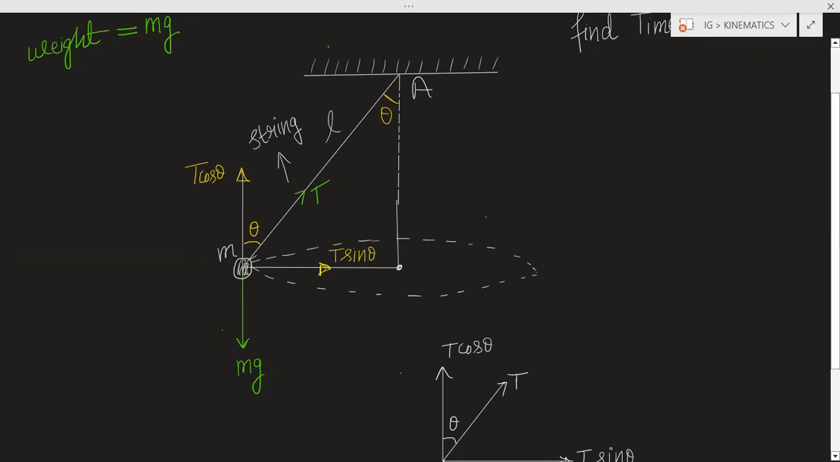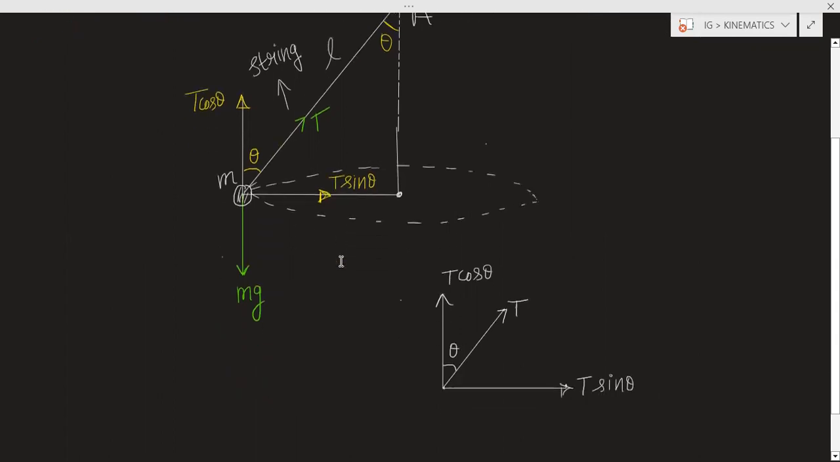Now this particle or mass m is moving in a horizontal circle like this, which means this particle is moving in a circular path. For motion in a circular path, there is a requirement of centripetal force, and that centripetal force will be the net force toward the center. This is the center. Now toward the center, what is the force? T sin theta is the force toward the center.